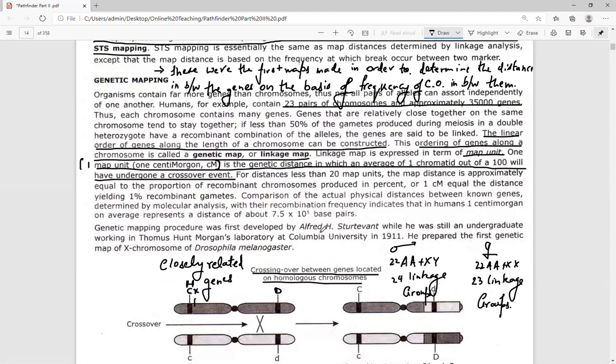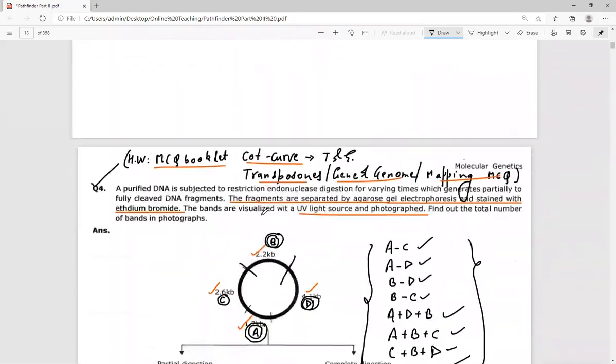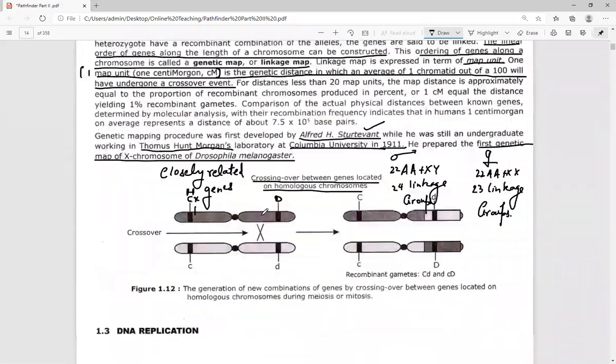Okay. Now, it was Alfred H. Sturtevant who constructed such type of chromosomal map. Such chromosome maps were constructed by Sturtevant under the guidance of Thomas H. Morgan at the laboratory at Columbia University. In 1911, he prepared the first genetic map of the X chromosome of Drosophila melanogaster. So this is how genetic maps were constructed. These are the different types of genomic sequences, and this is the genetic map that is constructed.